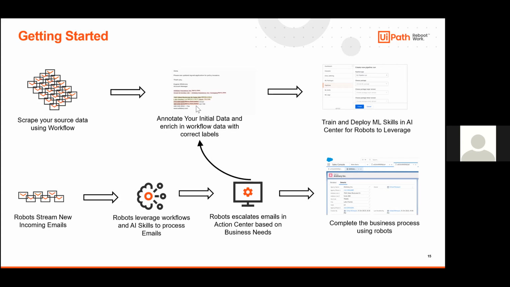And when the data is labeled, you want to retrain the model. When you're retraining the model, you can redeploy it. After Action Center, the robot can continue once the human has validated the input, or the human can take over. Or if the email does not reach Action Center, it will just go ahead and complete the business process, like entering the data into a CRM system. So let's see the workflow in action.